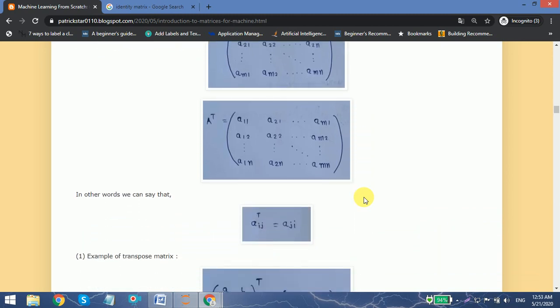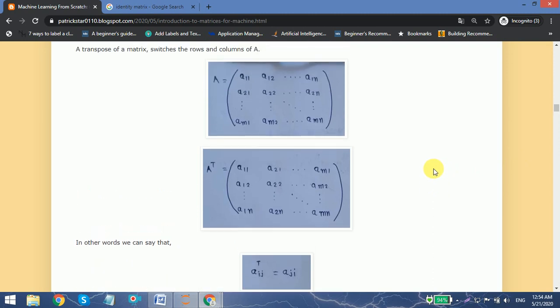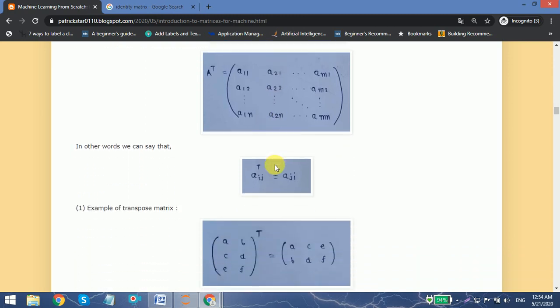Okay, so in other words, we can say that the element Aij, if we transpose the matrix, is going to be Aji. Okay, so what is this? We can see here that if we take A12, and if you transpose it, then it is going to be at A21, that is here. Okay, so I think this is easy to understand.